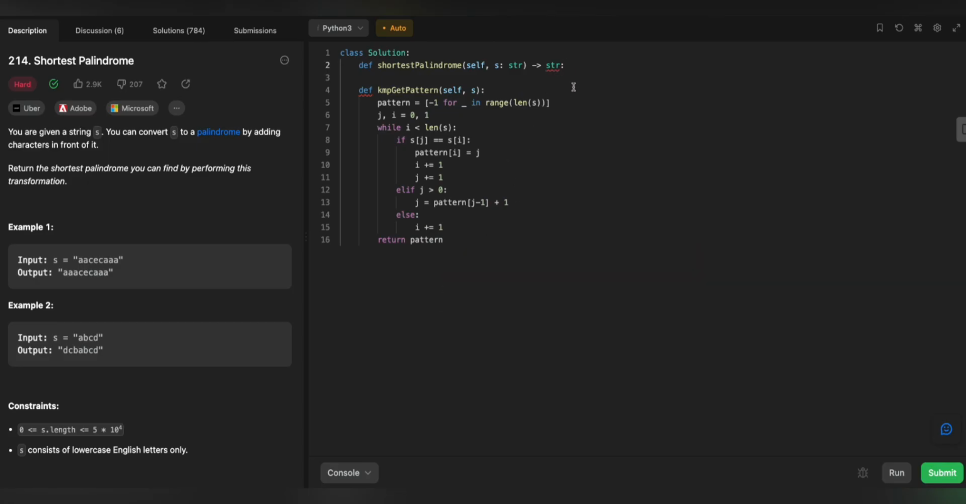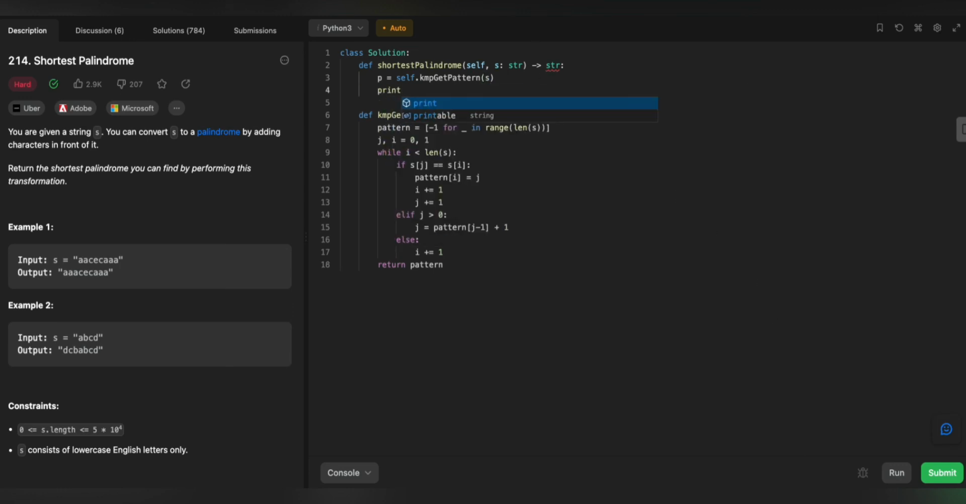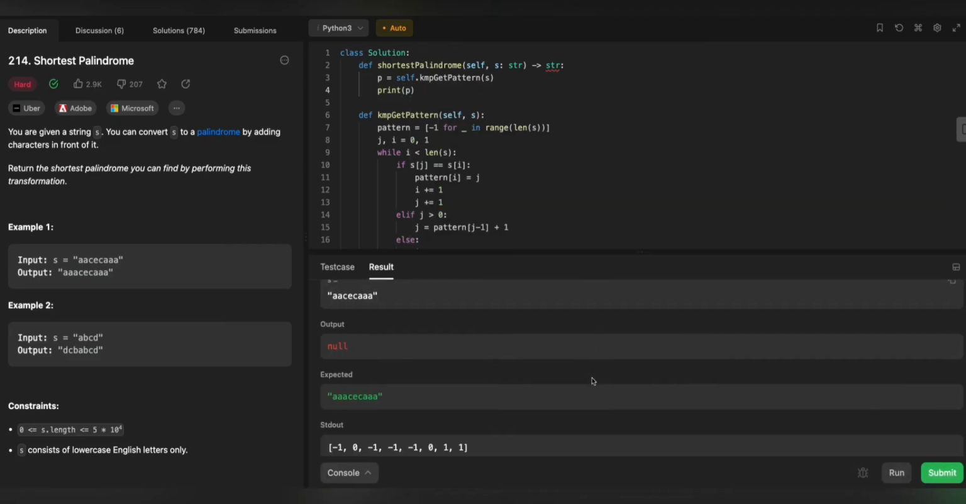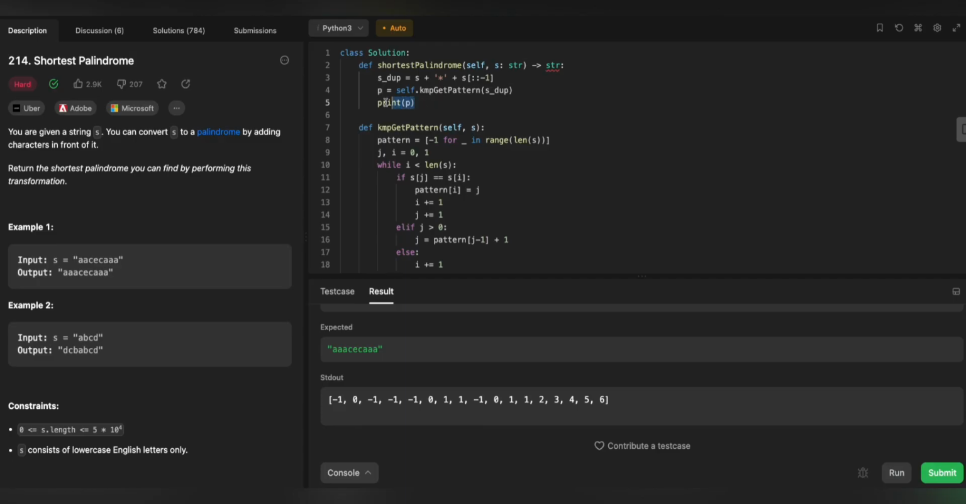Let's see if we can test this function first, to see if it works. We want to print p here. Yes, we can see here we got a pattern, and we want to take the last number of the pattern, which is the suffix length.